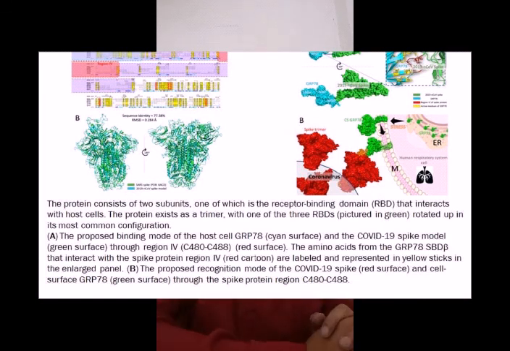It attaches in three different ways, which are shown on these slides, on these labels that you have on your screen. There is the cyan color, then a red surface which is region 4, then another proposed recognition mode in red color, and then a green through which the spike protein actually enters, or the spike region.